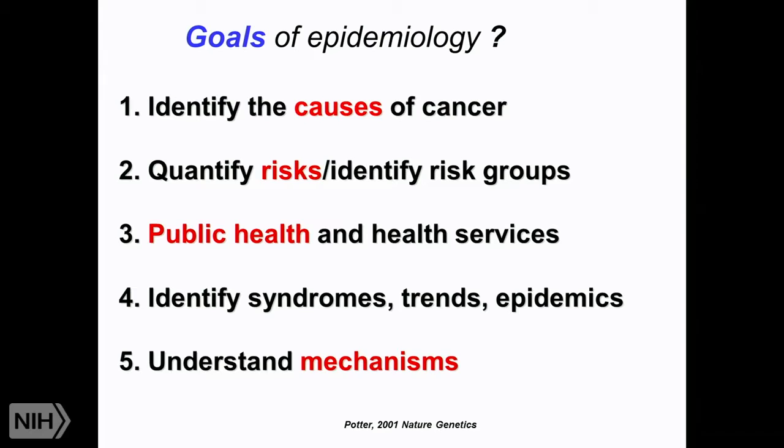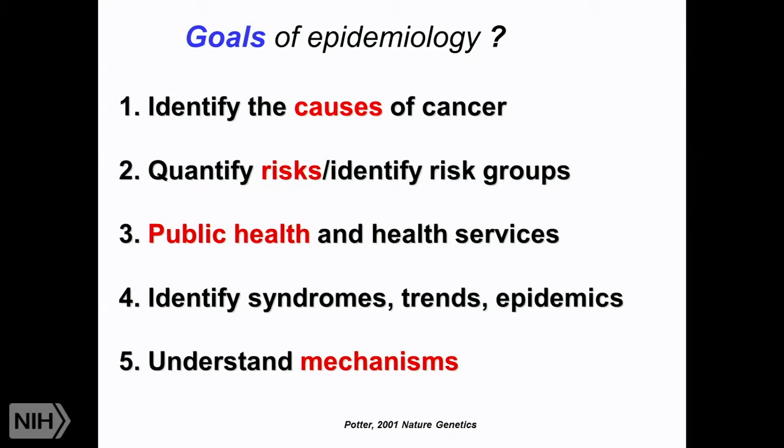So the goals of epidemiology: we want to identify the causes of cancer. We want to quantify risks. Epidemiologists are very concerned with public health and public health services, how much is needed, how many cases of breast cancer are we going to have next year, and what kinds of health services do we need to support them. We want to identify syndromes, trends, and epidemics, and we want to understand mechanisms.